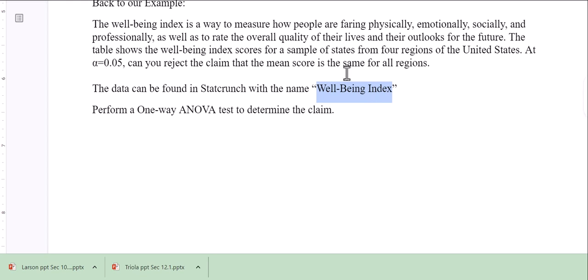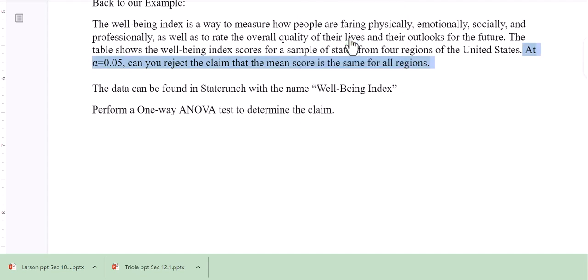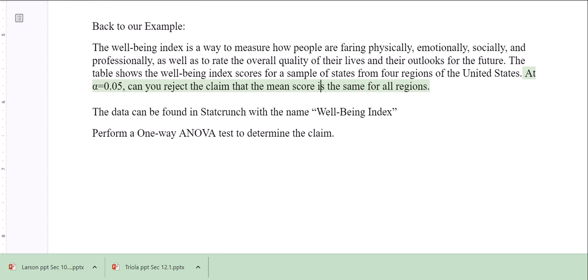So at the 0.05 level of significance, we want to test the claim that the mean score is the same for all regions. So let me highlight that. This is our claim. This is what we want to do a hypothesis test analysis on. So perform a one-way ANOVA to determine the claim. So let's go to StatCrunch.